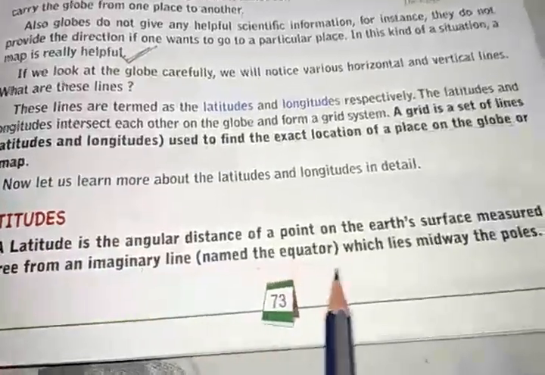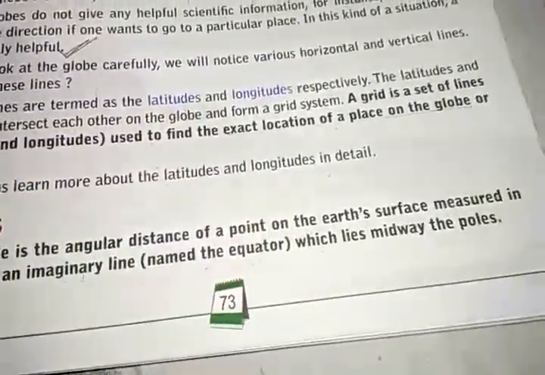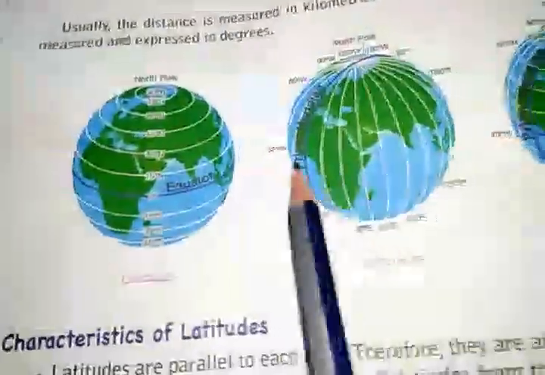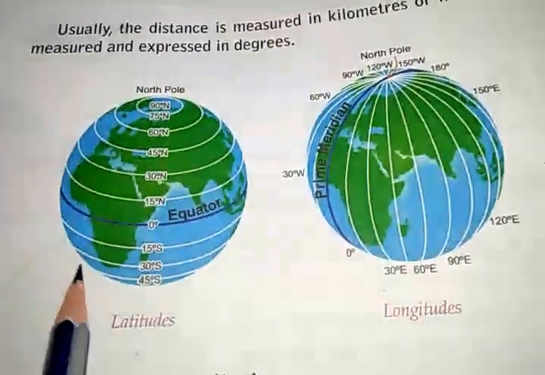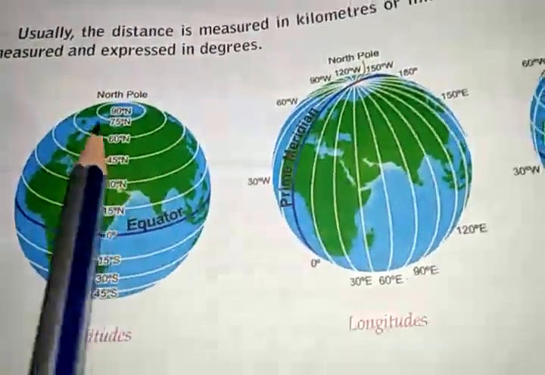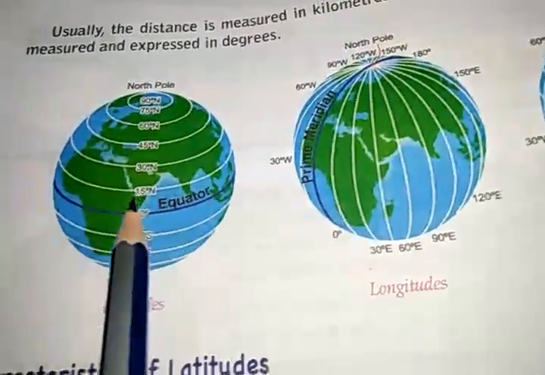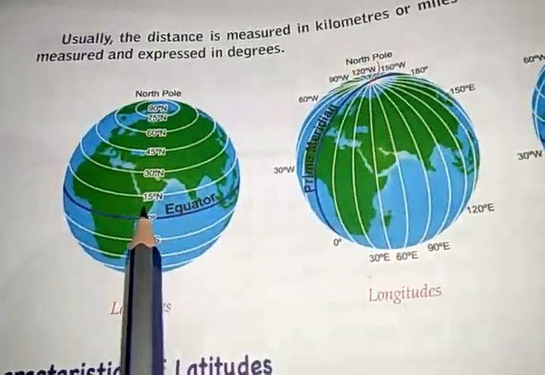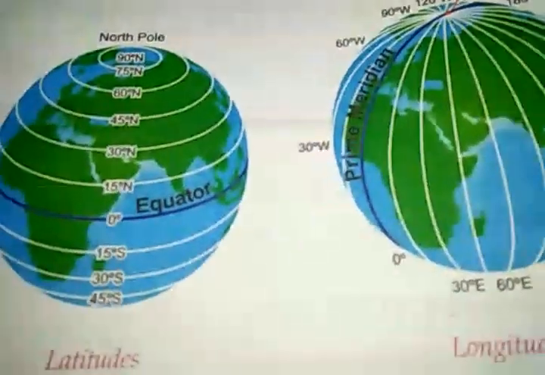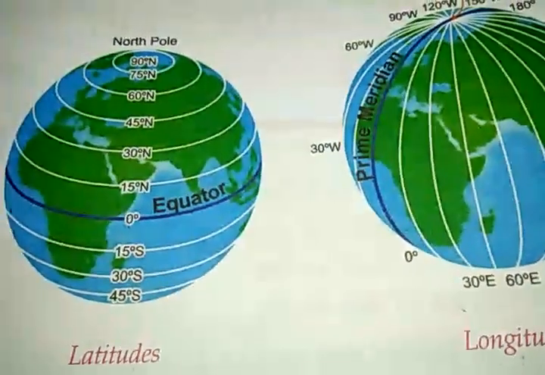Okay, so it is an imaginary line which lies midway between the poles. Now let's see where the midway is. In this map you can see that this is a globe or earth. All these lines are called latitudes. This is the equator, 0 degree. You can see over here it is written 0 degree. That is 0 in the middle.